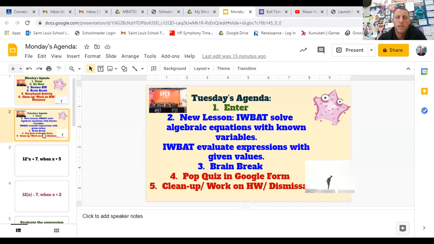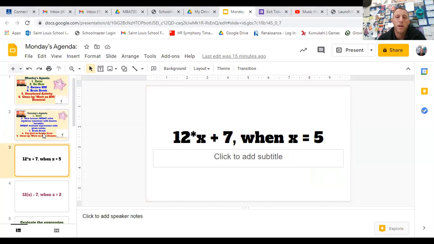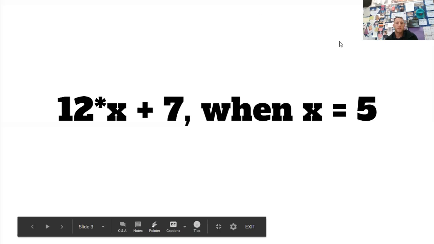So what are we doing today? We worked a couple weeks ago with one-step algebraic equations. You can go back in the YouTube and find those. But let's check this one out. I'll go ahead and click present actually. So this would be 12 times x plus 7 when x equals 5.